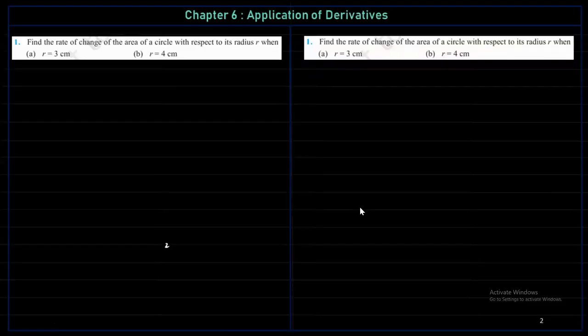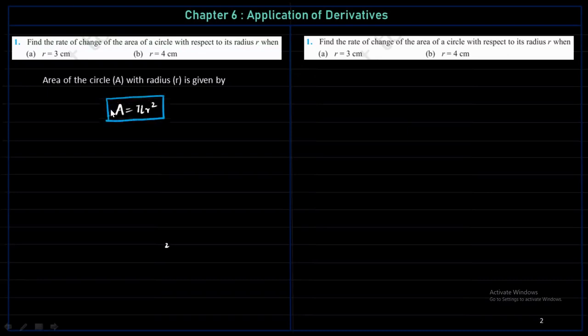Okay. So find the rate of change of area of a circle with respect to its radius when r is equal to 3 centimeters and r is equal to 4 centimeters. Let us start by taking up the formula for area of the circle. If A represents the area of the circle, I can write that A is equal to pi r square, right? Now what do we have to find out? We have to find out how A changes with respect to r, as in dA over dr. So we just have to differentiate this with respect to r, and I should be getting my answer.